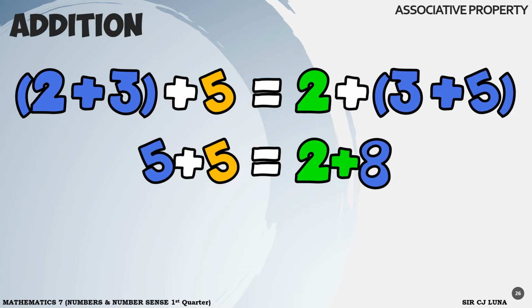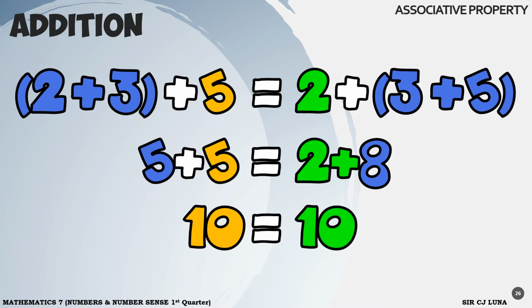On the left side, we have 5 plus 5 is equal to 10. And then 2 plus 8 is 10. Therefore, we have the same sum. The sums are equal, even though we have different groupings. That is how we illustrate the associative property of addition.